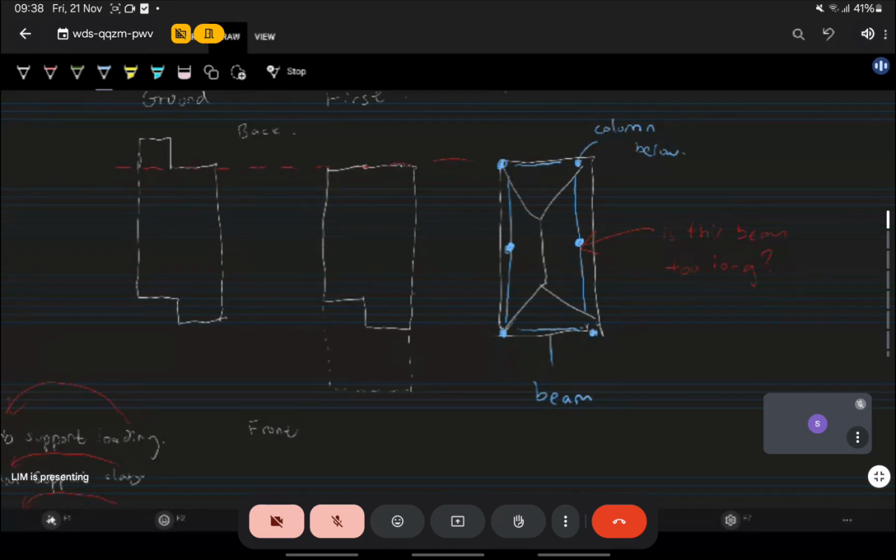Then it becomes shorter. Okay. So how do you decide whether you need to put additional columns in or not? So this is obviously a question of, it comes down to a bit of experience as well. Okay. So is this beam too long?